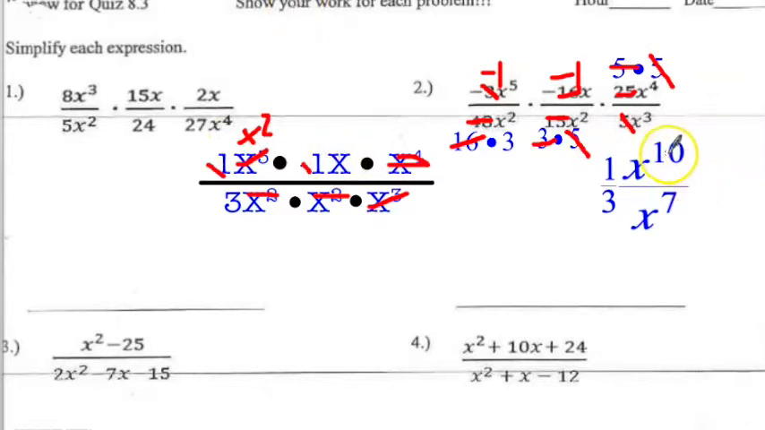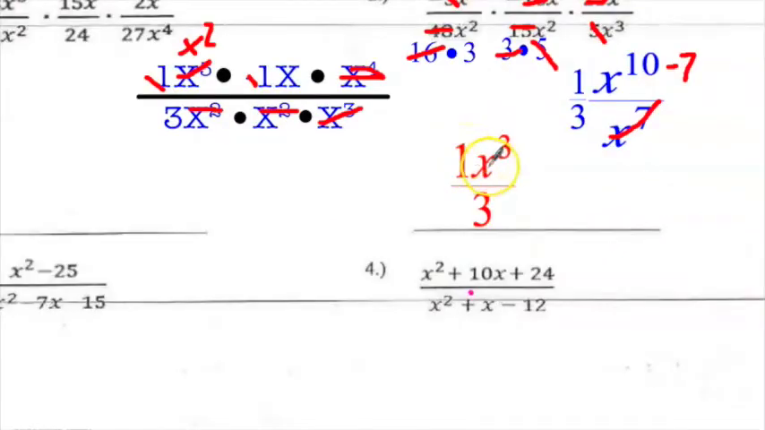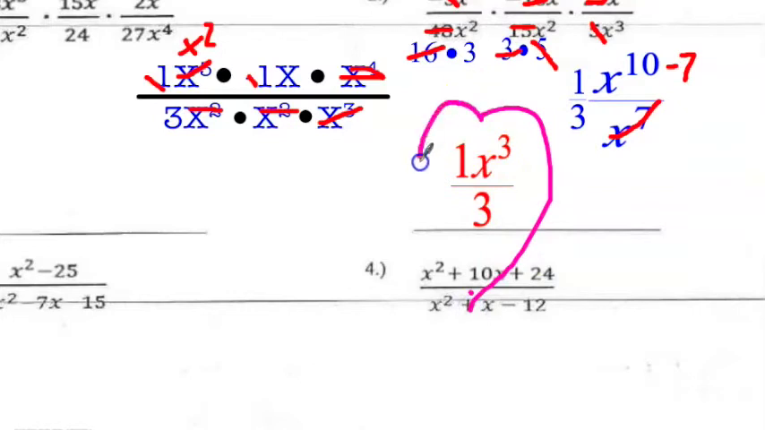Watch when I reduce it this way. I do 10 minus 7. The x's always go where there are more x's. 10 minus 7 is 3, so I'm still left with 1/3 x to the 3rd. I have 1 times x to the 3rd over 3. And I'm going to circle my work with a heart to set my work apart.